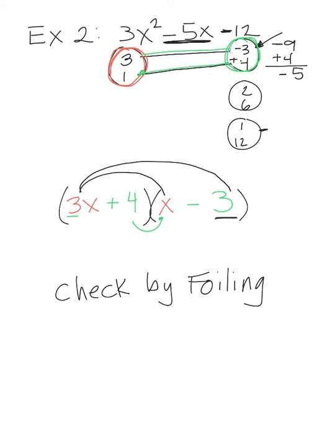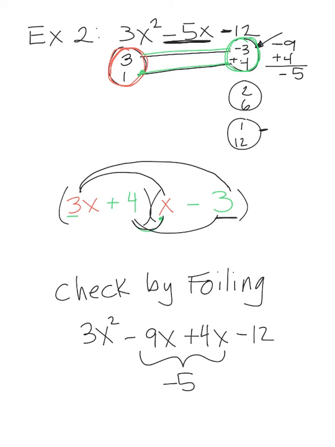So 3x times x would be 3x squared. 3x times a negative 3 would be negative 9x. Positive 4 times x is a positive 4x, and 4 times negative 3 is negative 12. And really, I'm double checking that those two middle terms combine to give me negative 5. So my correct answer here is the binomial (3x + 4)(x - 3).